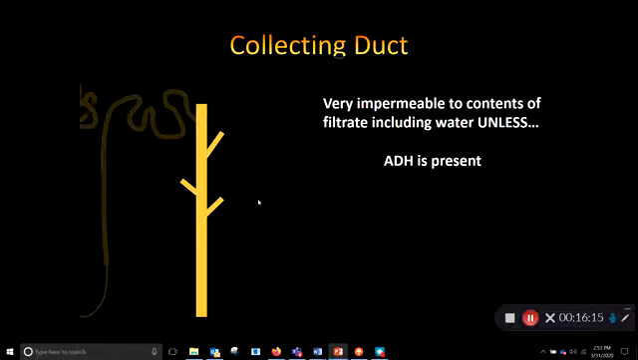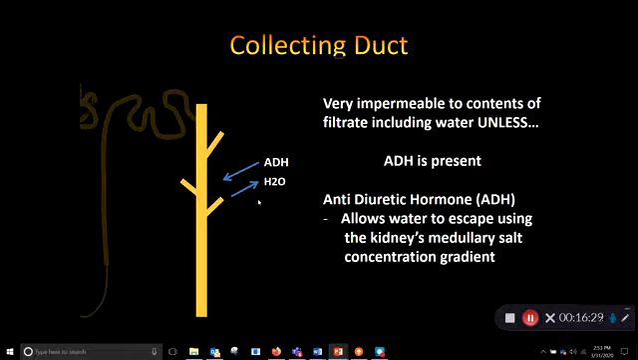Finally, after the distal convoluted tubule, we have ourselves a collecting duct, which is extremely impermeable to water, unless, and only in this condition, a hormone called ADH is present. ADH is called, in its fullest, antidiuretic hormone.